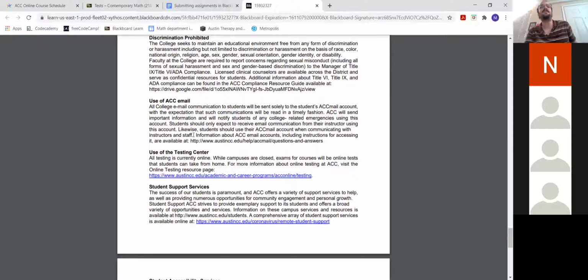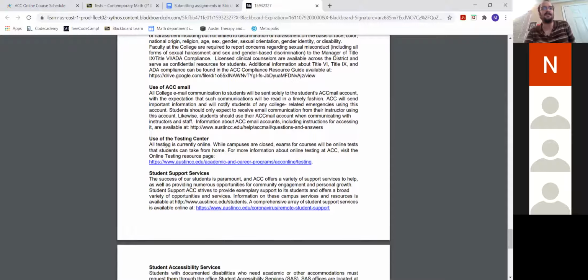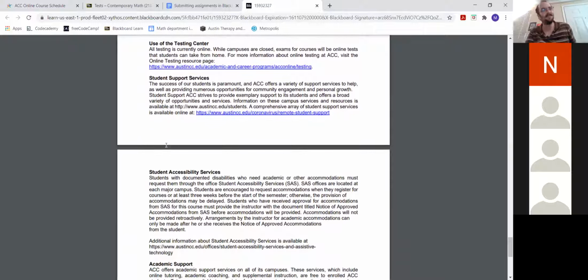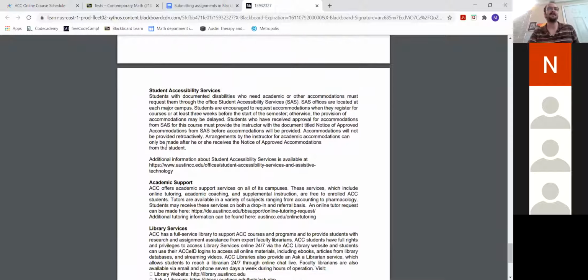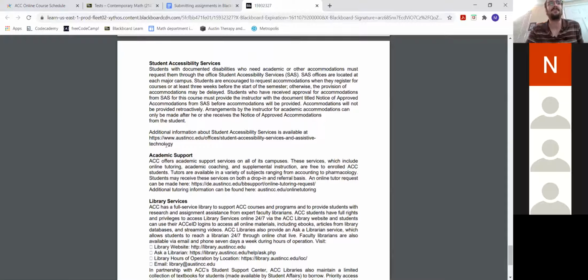But use of ACC email. So if we're going to talk to each other, we're going to probably do it through the ACC email. That's the way that they like us to do it. Use of the testing center. We're not even on campus, so that's probably never going to come up. But it's got the instructions there.